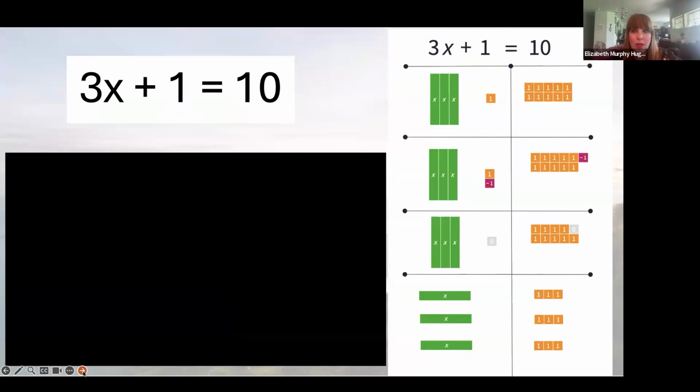And now we start getting more complex. So here you have the 3x plus 1. I'm going to share another video. This one, my daughter's actually talking through it a little bit.